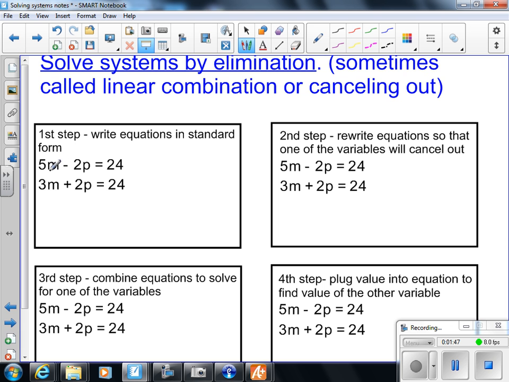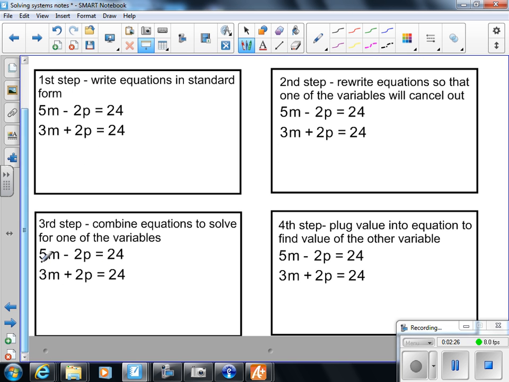All right, so are these written in standard form? Yes. Okay, I have my 2 variables on the same side. The second step is to rewrite the equation so that one of the variables will cancel out if I were to put them together. In other words, this is kind of like a vertical adding machine. I'm going to add those 2 terms and add those 2 terms and add those 2 terms. Are there any that will cancel out? Do any cancel each other out? Yes, the 2p and the negative 2p will cancel each other out. That's what we want to happen. So do I need to change anything? No, I'm just ready to cancel them out.